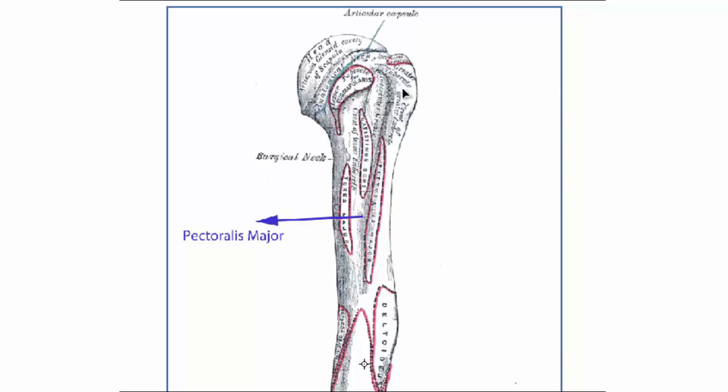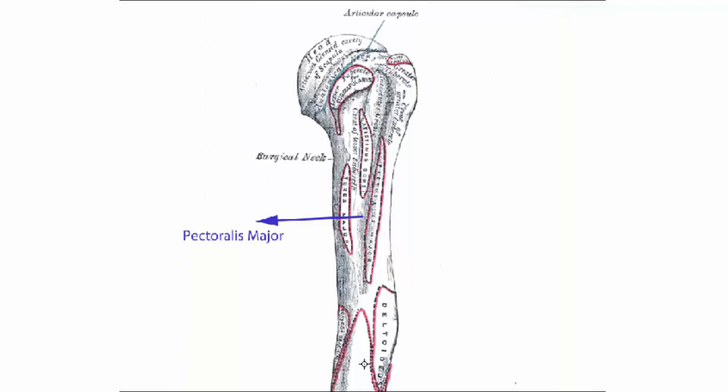We've got the greater tuberosity, where the supraspinatus attaches, and we have the lesser tuberosity, that we'll talk about in a minute. Between them is a groove in which the long head of the biceps runs. And at this groove there are three attachments. Pectoralis major is the most lateral, and that's a powerful adductor as well as internal rotator of the humerus.